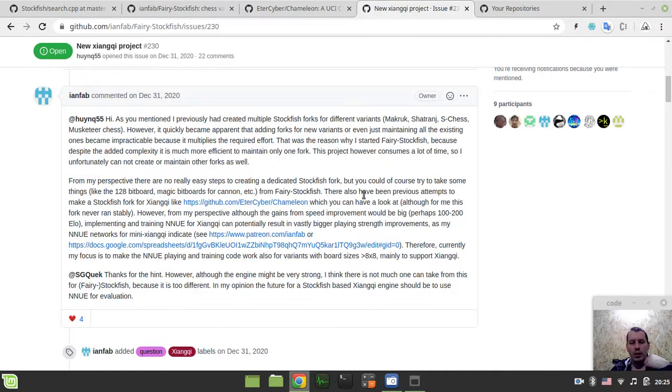There also have been previous attempts to make a Stockfish fork for CNC, and this is another major effort by Wilbert Li, Hao Li in Chinese, the Chameleon chess engine, which is derived from Stockfish 7.